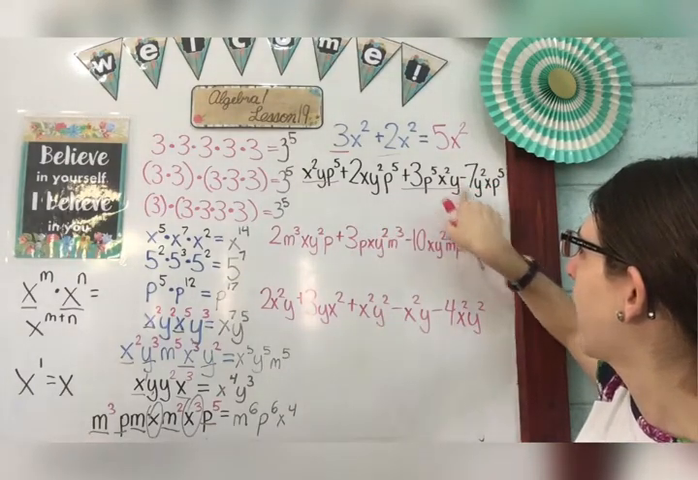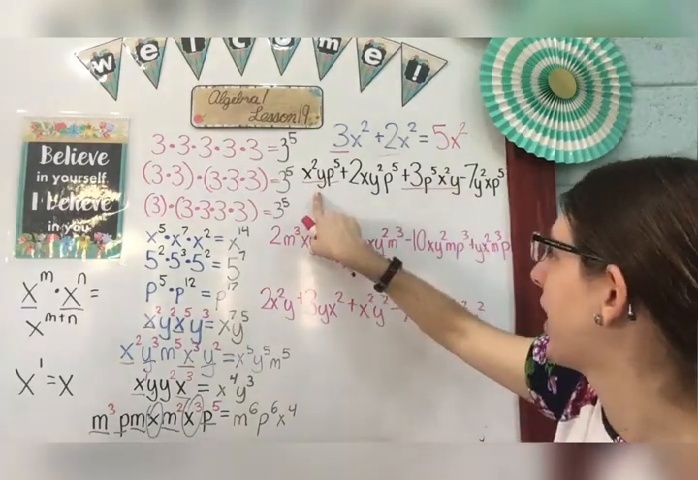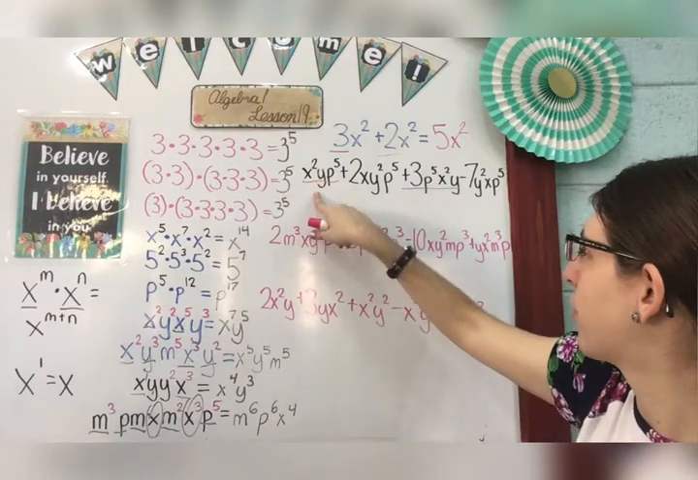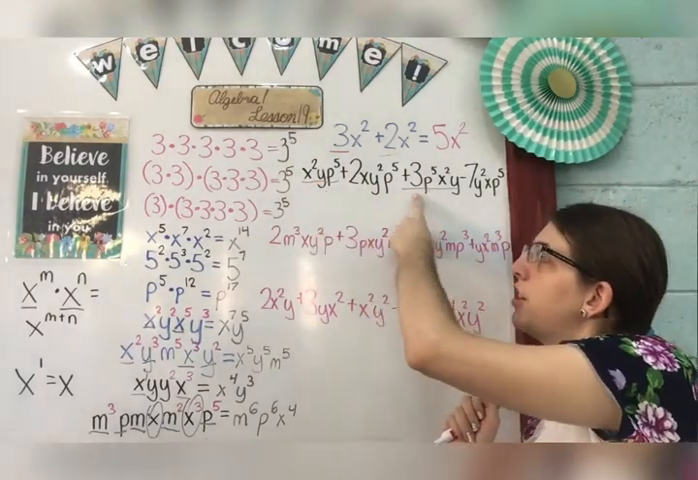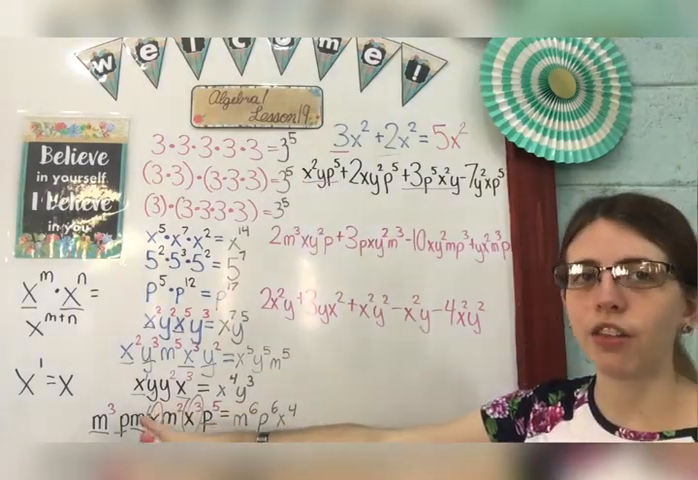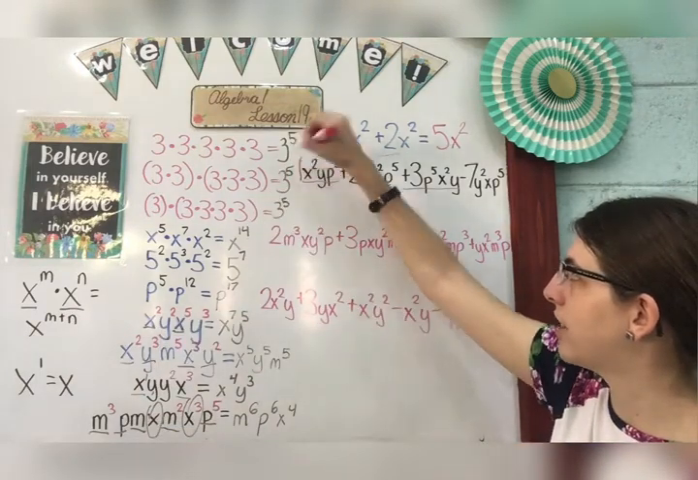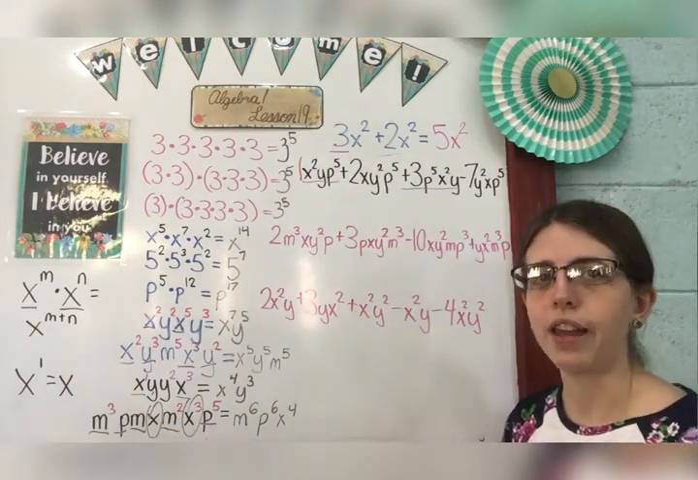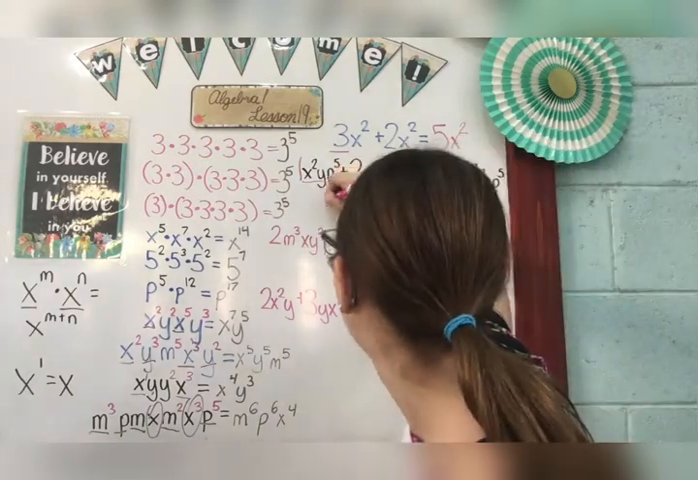I have y squared. Nope, doesn't match because this y is not squared. So these two are not like terms. I can only combine the first one and the third term. So all I do is combine my coefficients. Remember, just like when you don't have an exponent, the exponent is 1. If you don't have a coefficient, that means the coefficient is understood to be 1. So I have 1 plus 3 is 4.